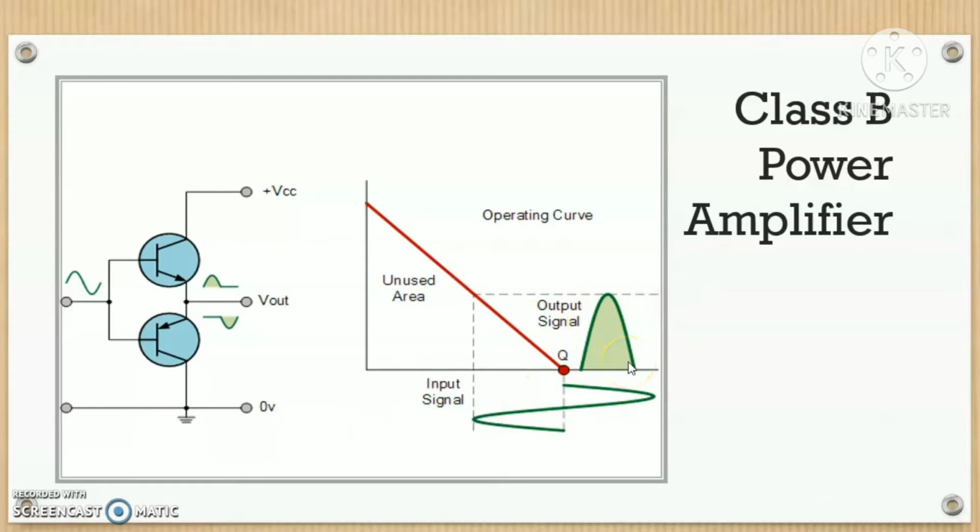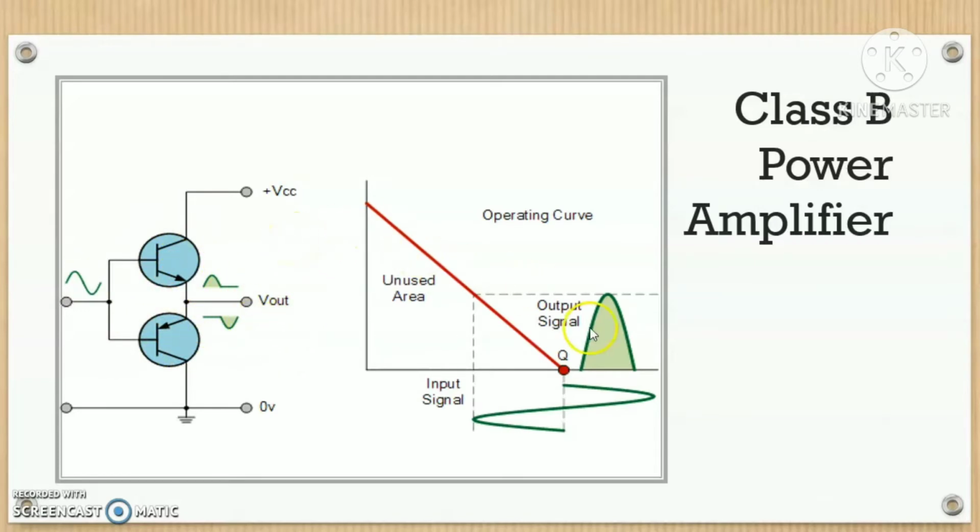So you are giving an input signal of a total 360 degrees, but the output is only 180 degrees. So in order to get the complete cycle, here we are using two transistors. During the positive half cycle, this transistor will conduct and you will get the output, and during the negative half cycle of the input, this transistor is going to conduct and this will be off. So in this way, you can get the complete 360 degrees.